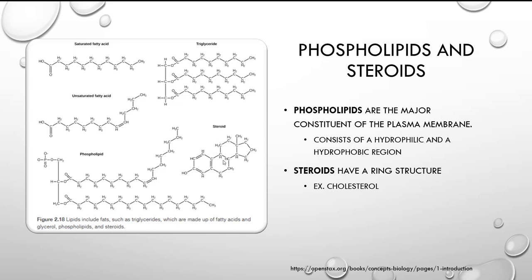Other steroids could be like our sex hormones, estrogen and testosterone. They have this kind of same ring structure shape as our cholesterol. Actually, cholesterol is the base. So testosterone and estrogen look very similar to this molecule.